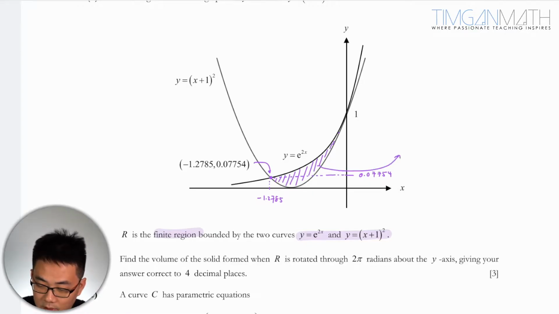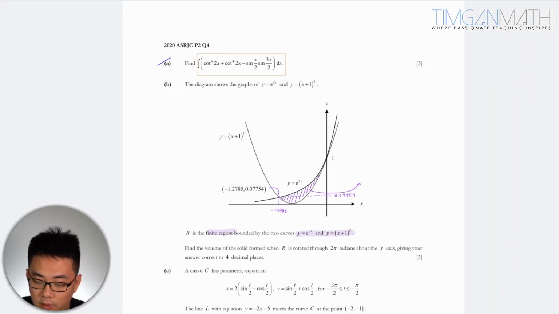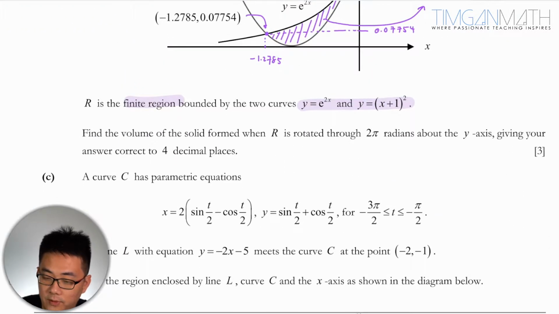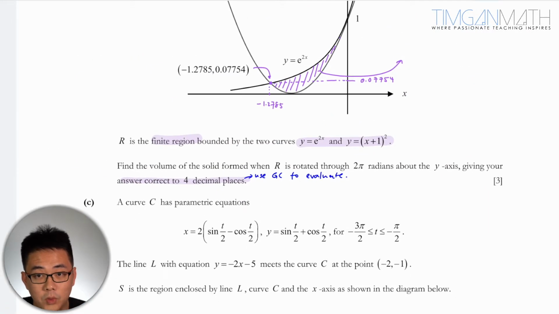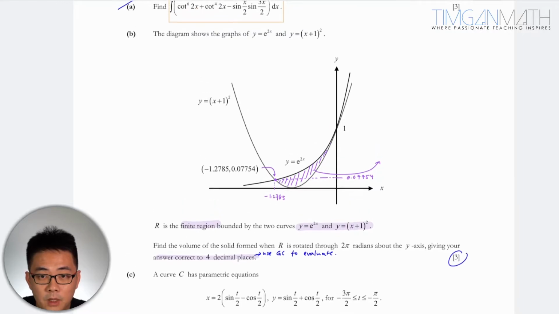Great. Now find the volume of a solid when R is rotated 2 pi around the y-axis, so it just revolves around this area here, giving an answer correct to 4 decimal places. If it's 4 decimal places, please take note, just use GC to evaluate. Don't really need to go through it because it's 3 marks only, so you don't need to do integration there.